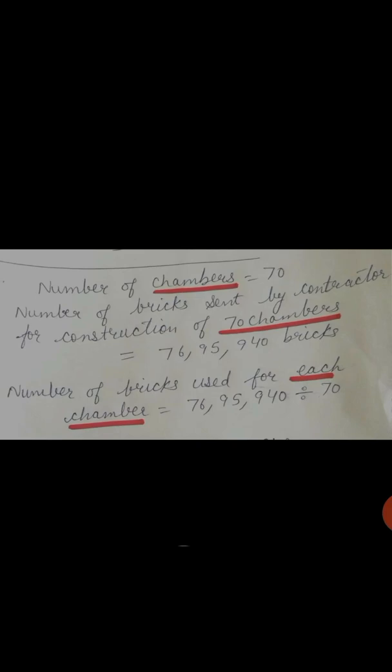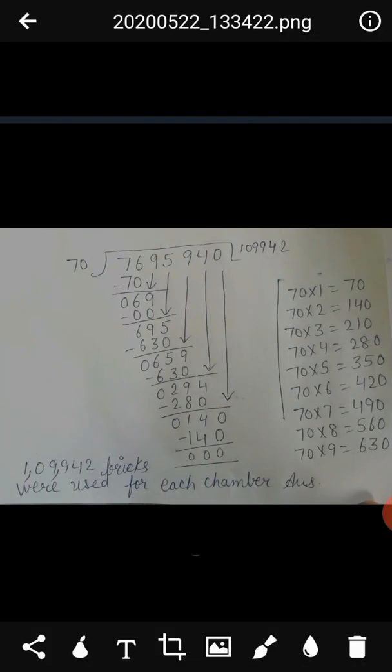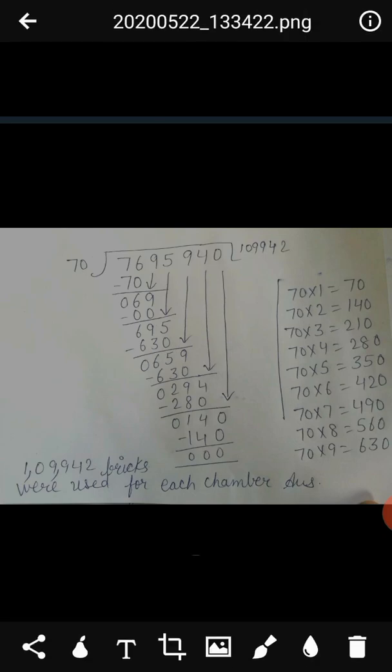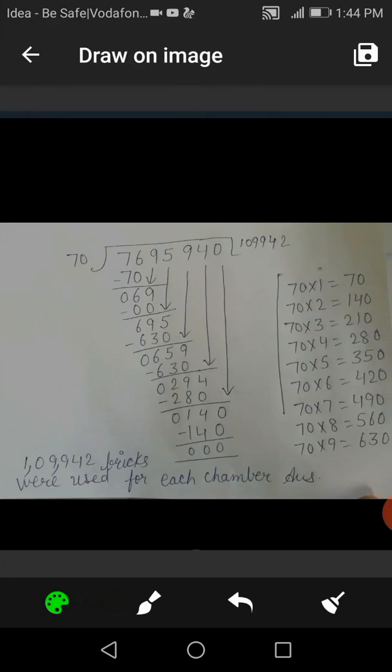So here divide 76 lakh 95,940 by 70. First arrange these numbers. Then on the right hand side as a rough work you can write down the table of 70. Now see here 70 is a 2-digit number. So 70 ones are 70, 70 twos are 140, and 140 is greater than 76. So you will go with 1.